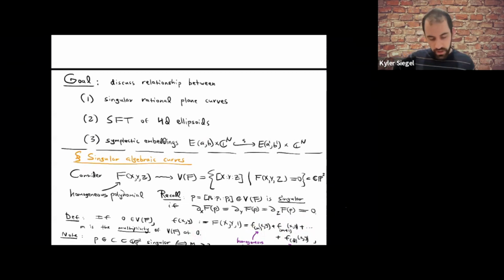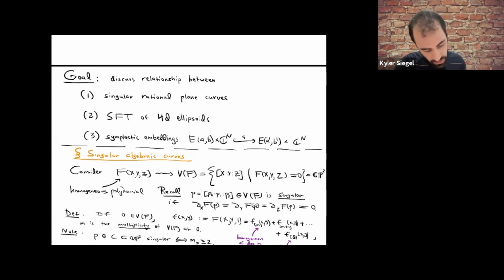Another way to think about the multiplicity of a curve at a point is that it's the smallest intersection number of the curve with any divisor passing through that point. So if the multiplicity is m, that means any other curve passing through that point intersects your curve with order at least m. A point is singular if and only if the multiplicity is at least 2. If it's a smooth point, then the multiplicity is just 1. Otherwise, the multiplicity has to be at least 2.